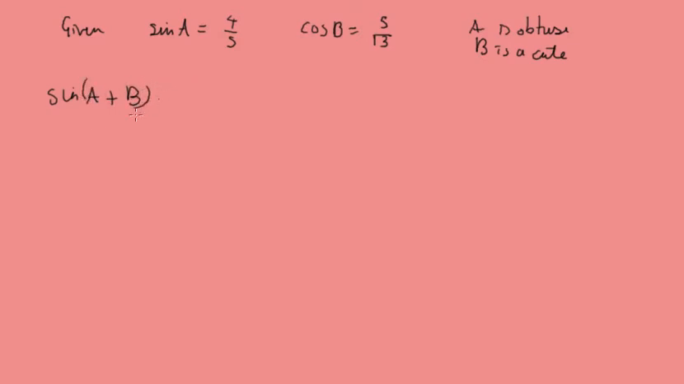So we know A is obtuse, so it must be greater than 90 but less than 180, so it must be in this quadrant, and it's 4/5, so that must be 4, it must be 5, and this must be minus 3. We can work that minus 3 out from Pythagoras.